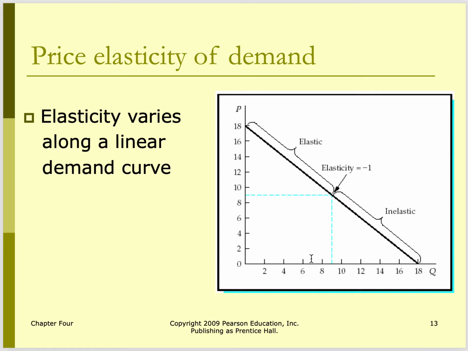Most of the time, if we look at a linear curve, there's a couple regions here. There's a certain point where there's unit elasticity on the line. Notice we're taking a percent change in Q. So the percent change in Q here is huge, right? Because the denominator is going to be very small. It's going to be small numbers. But the percent change in price is very small. So the percent change in quantity divided by the percent change in price is going to be greater than 1 here, which is the definition of elastic.